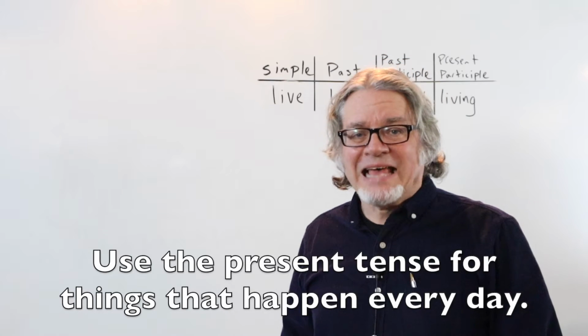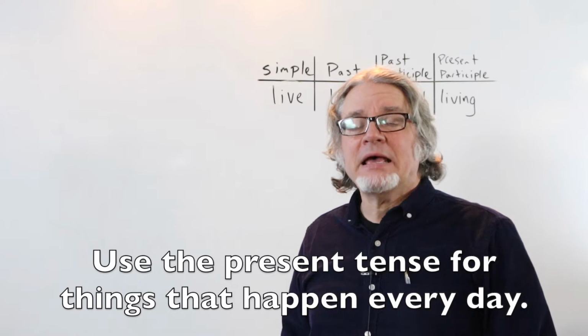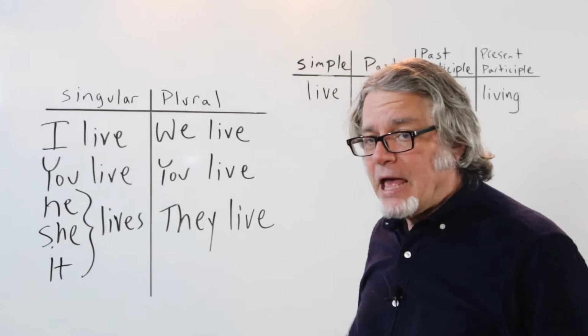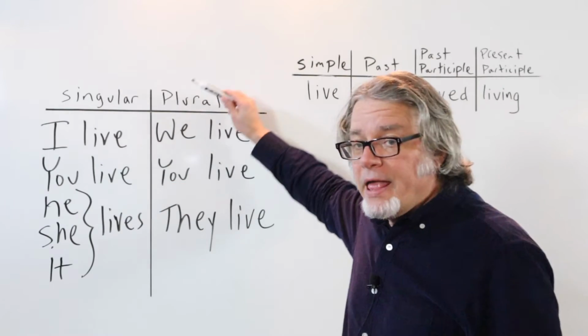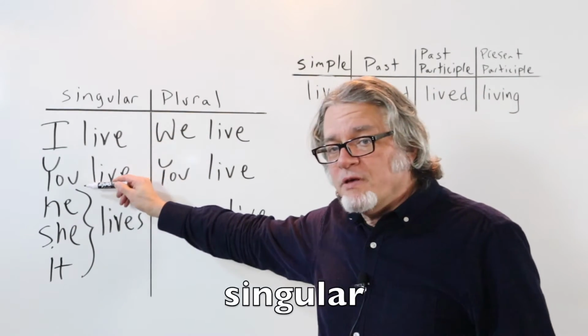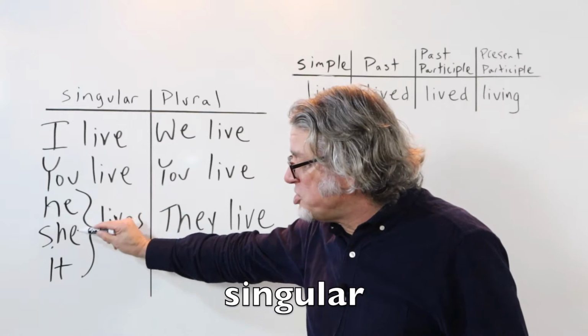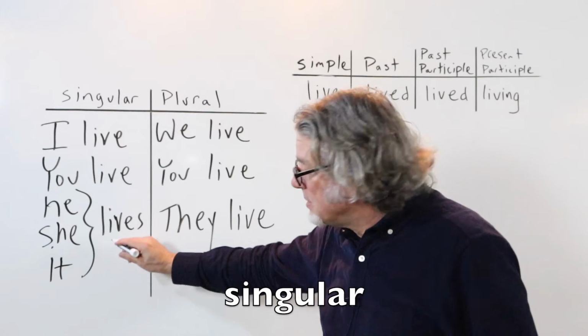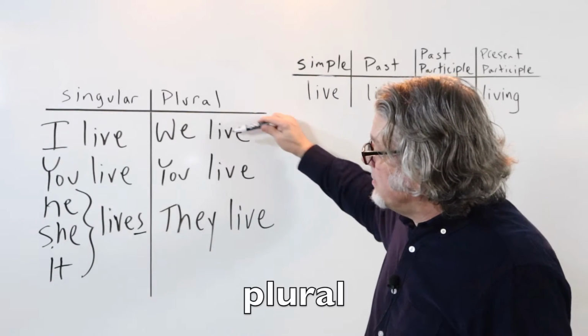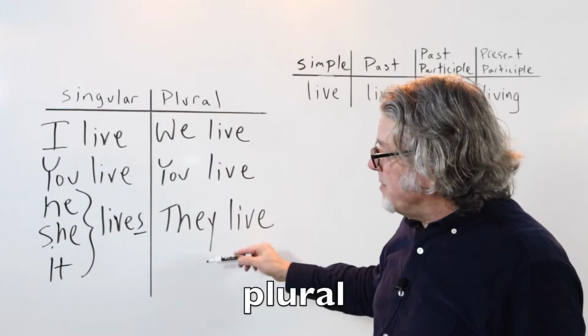Use the present tense for things that happen every day. Here's the verb live in the present tense, singular and plural. I live, you live, he, she, it lives. There's an S here. And then we live, you live, they live.